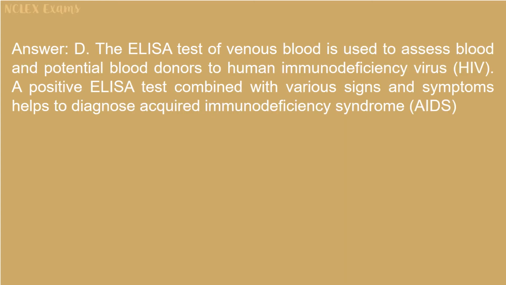Answer: D. The ELISA test of venous blood is used to assess blood and potential blood donors for human immunodeficiency virus, HIV. A positive ELISA test combined with various signs and symptoms helps to diagnose acquired immunodeficiency syndrome, AIDS.